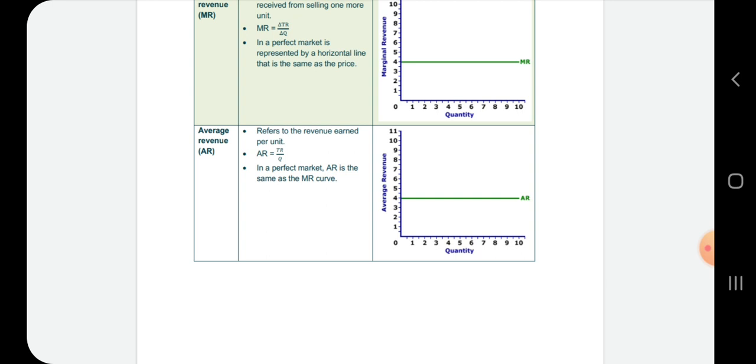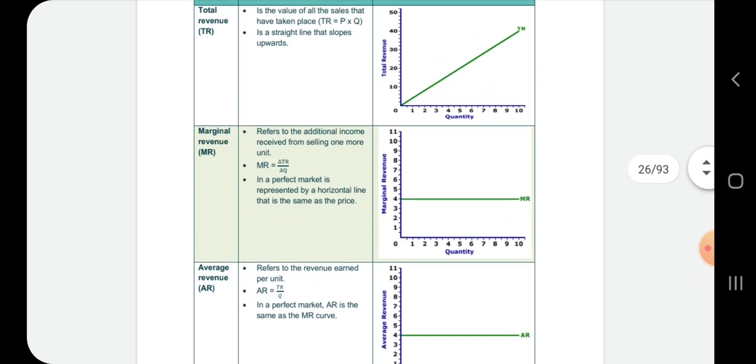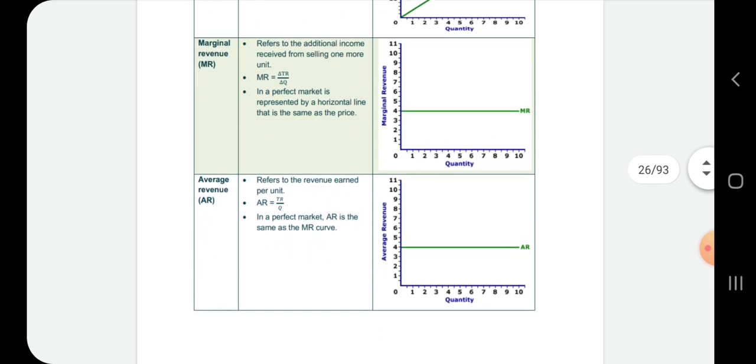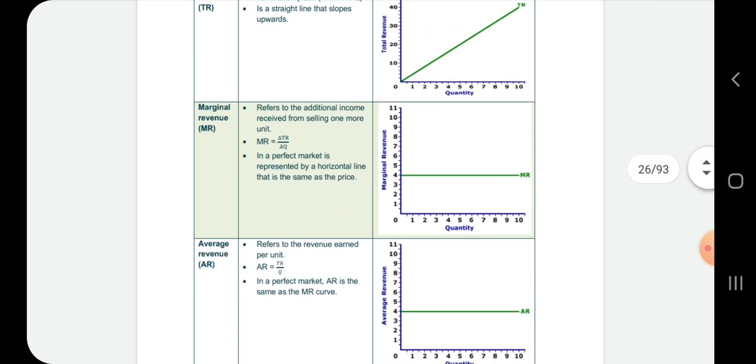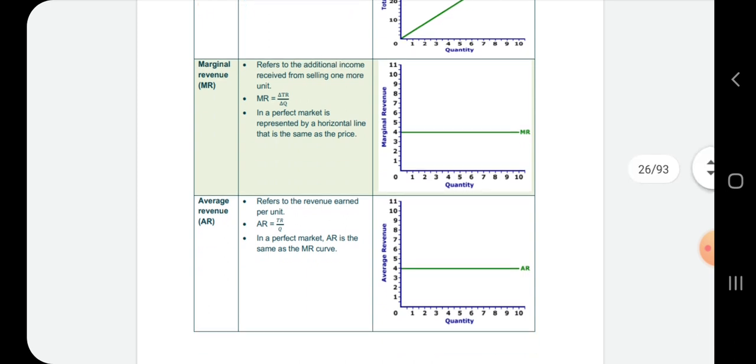Average revenue is total revenue on top divided by quantity. So total revenue divided by quantity. You see, marginal revenue and average revenue are calculated exactly the same, and their graphs are the same.